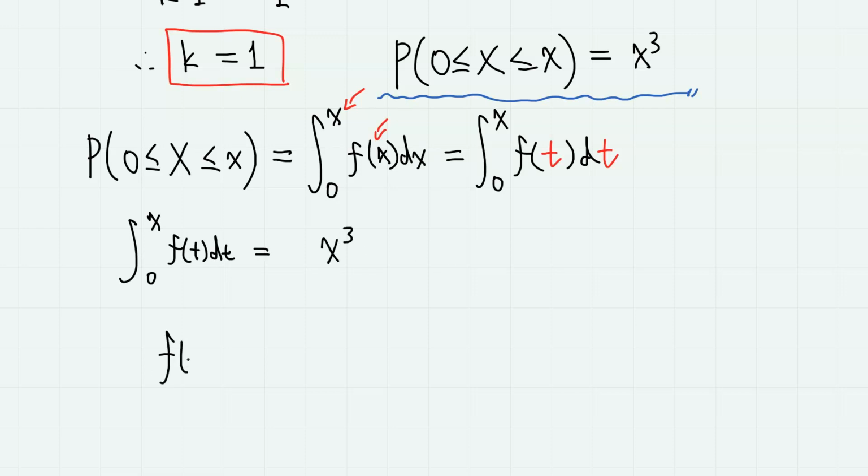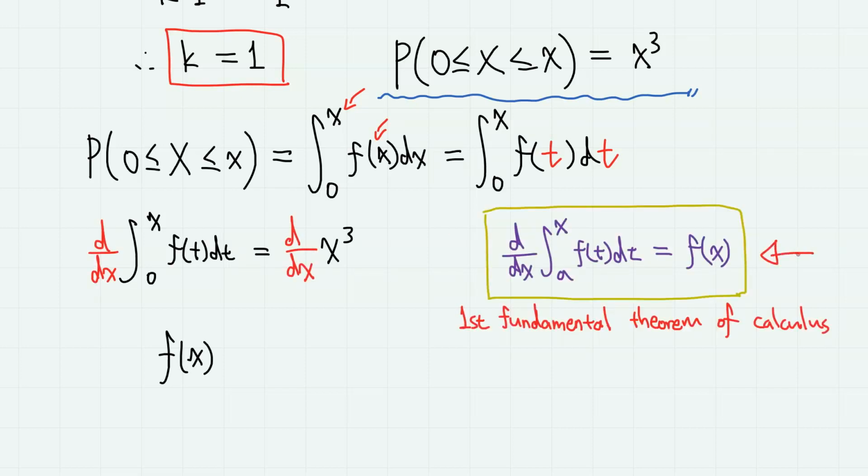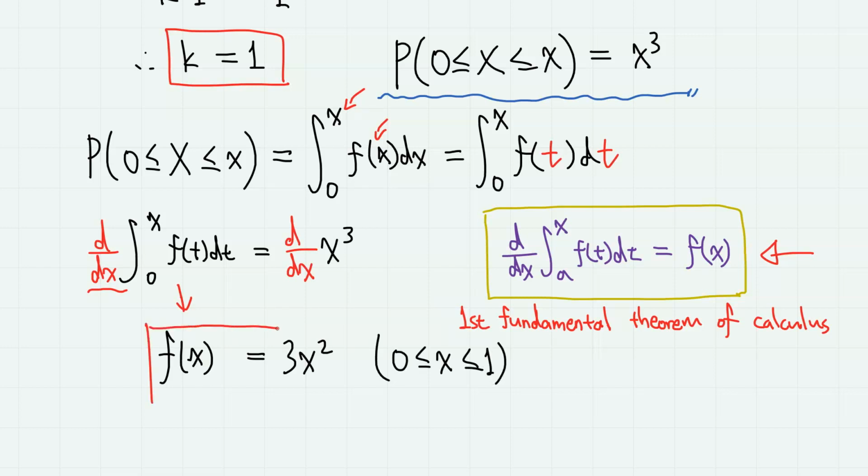Here we can obtain f(x) by simply differentiating both sides because of this mighty first fundamental theorem of calculus. So by differentiating, the left-hand side simply becomes f(x), and on the right-hand side we have 3x squared. And of course the domain is from 0 to 1. And this is the probability density function. So that was the first problem.